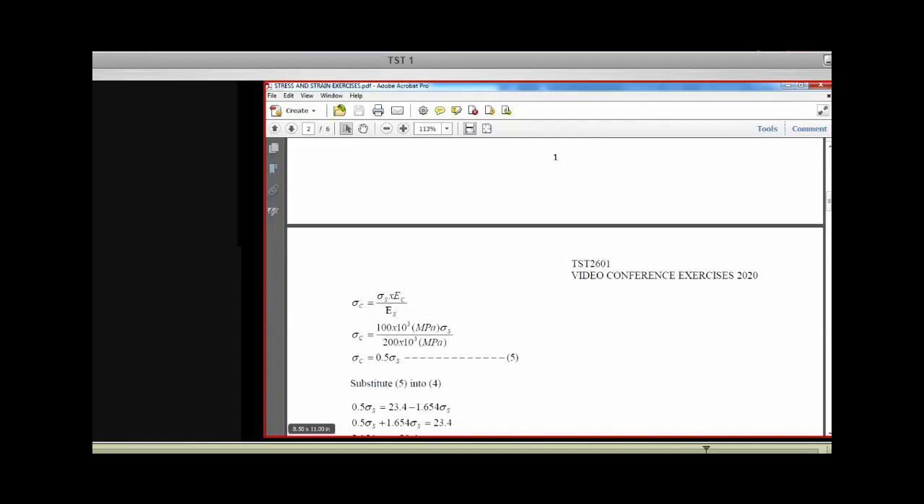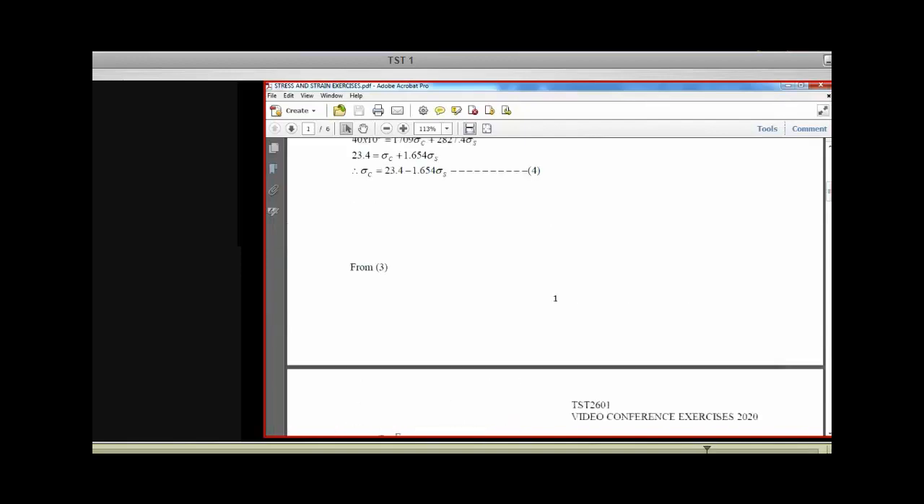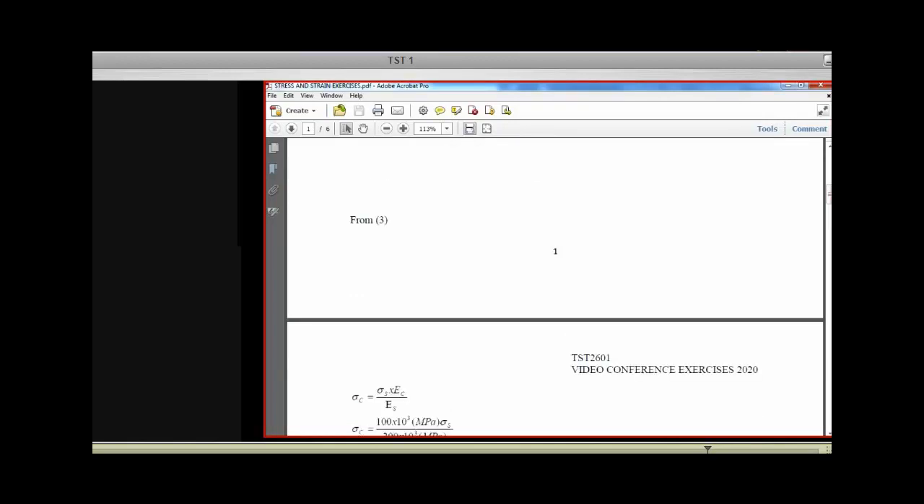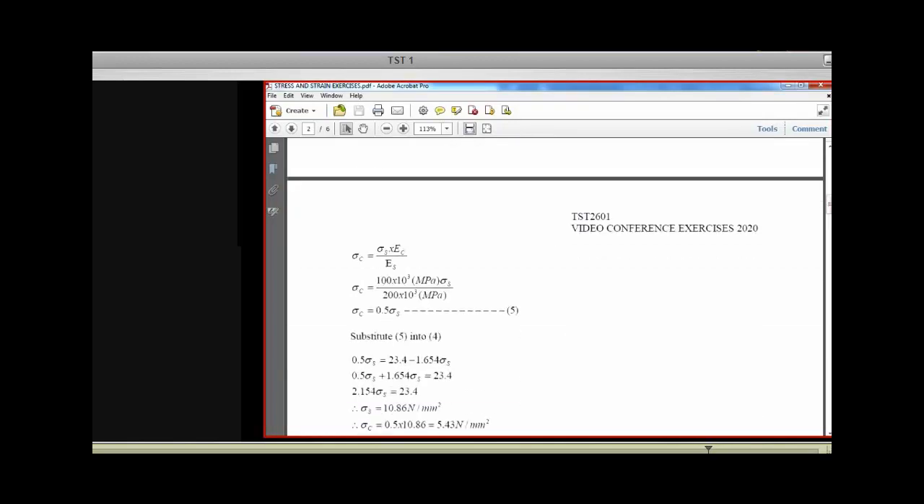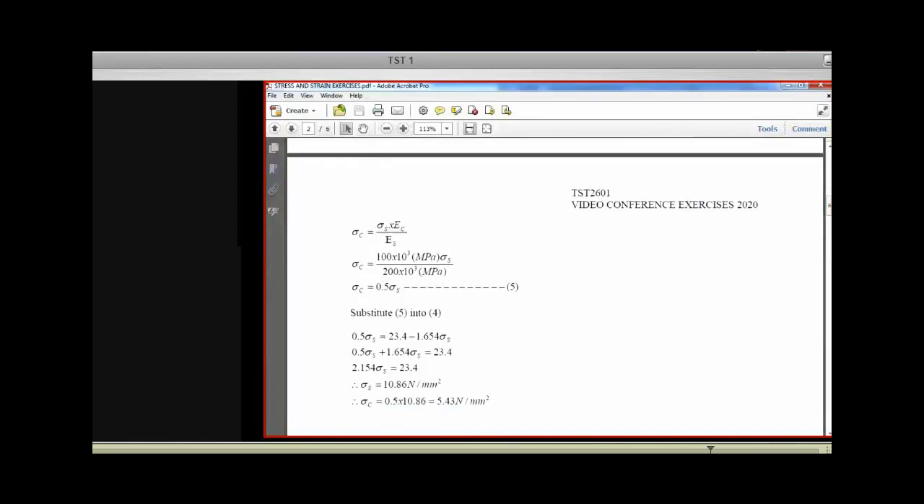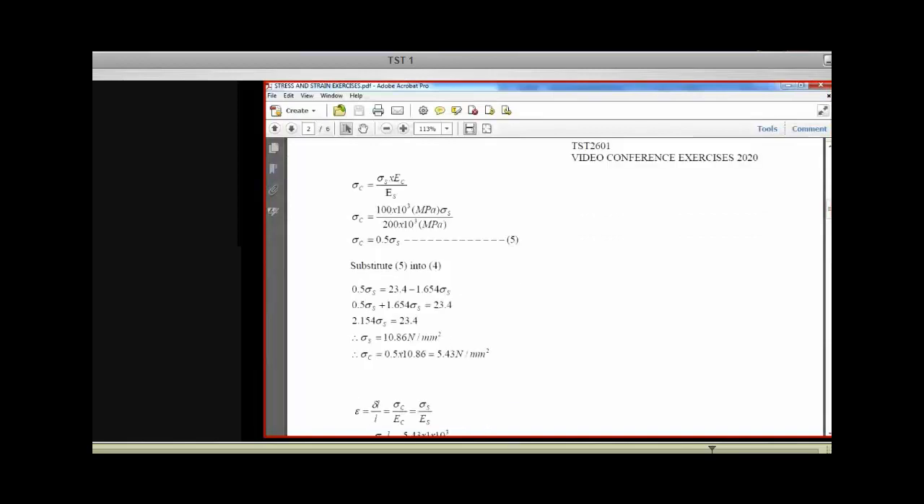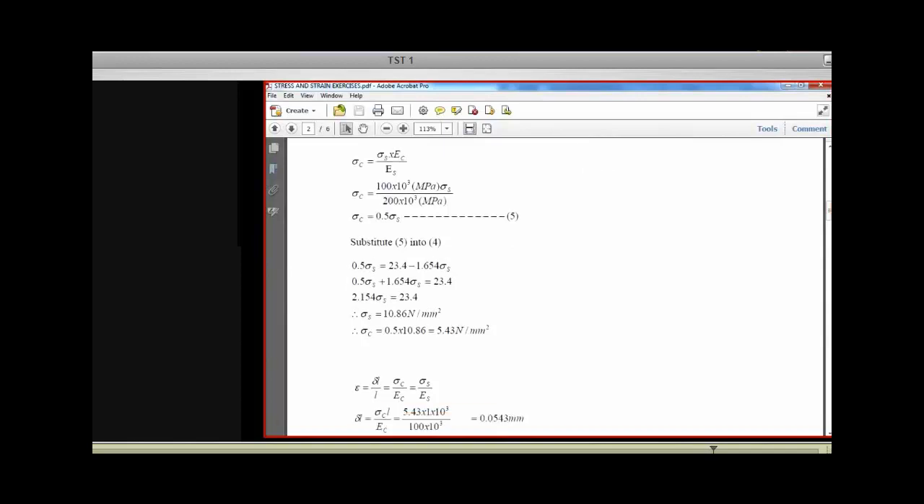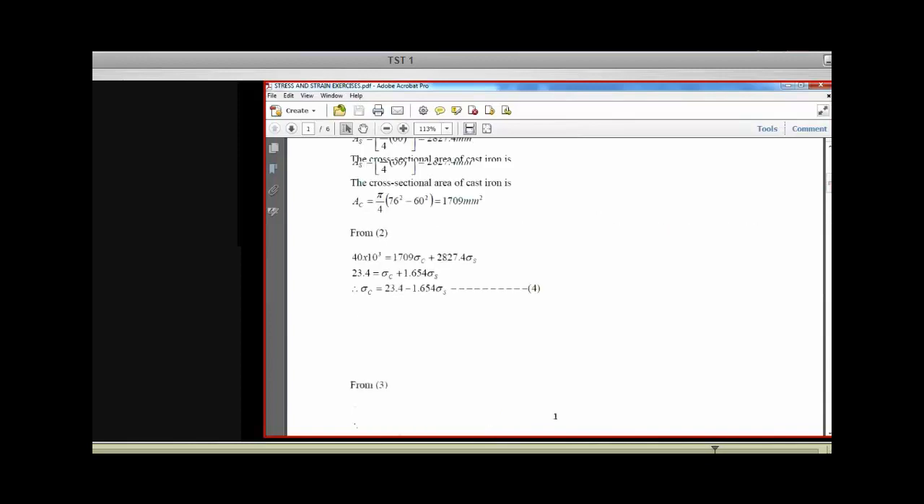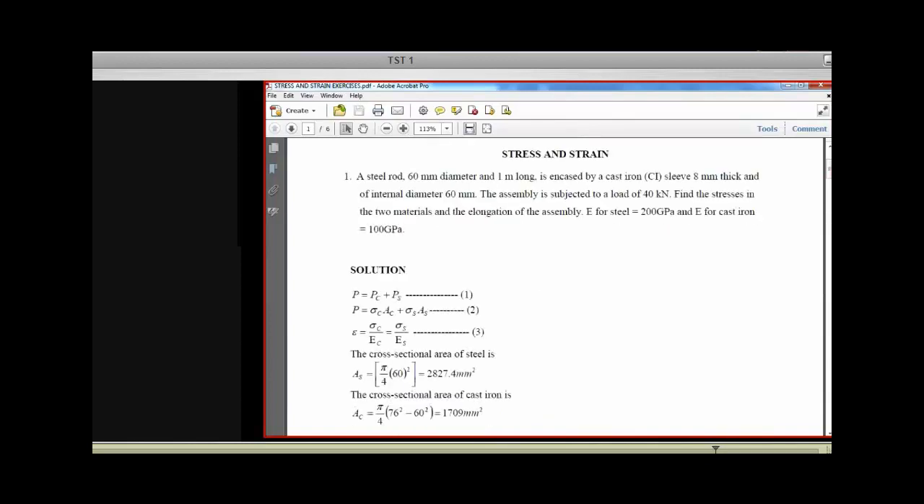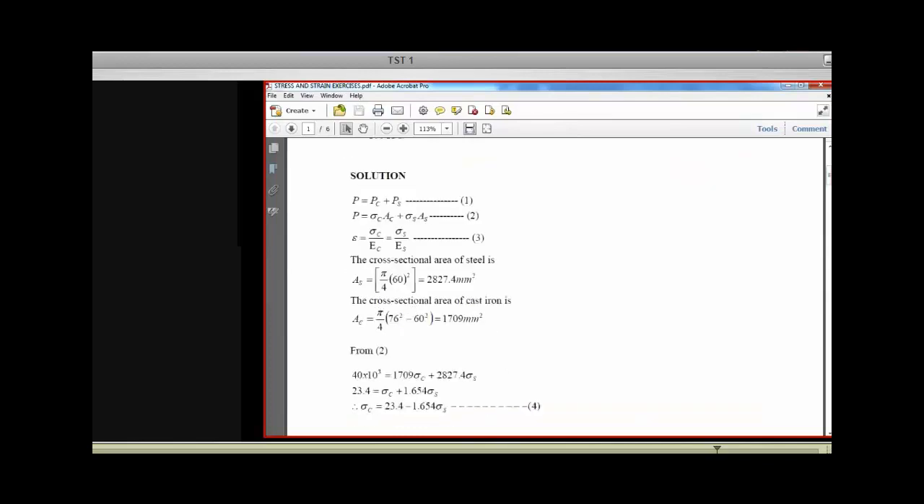So now we have two equations whereby the stresses are the unknowns, and two equations, two stresses, then it becomes easy. We can use our simultaneous equation to solve the problem. And using the simultaneous equation, you get the stress in the steel and the stress in the cast iron. So that settles the first aspect of the question. The second aspect of the question says that we should get the elongation of the total assembly. Remember that because they are connected together, the strain is the same, then the extension will also be the same.